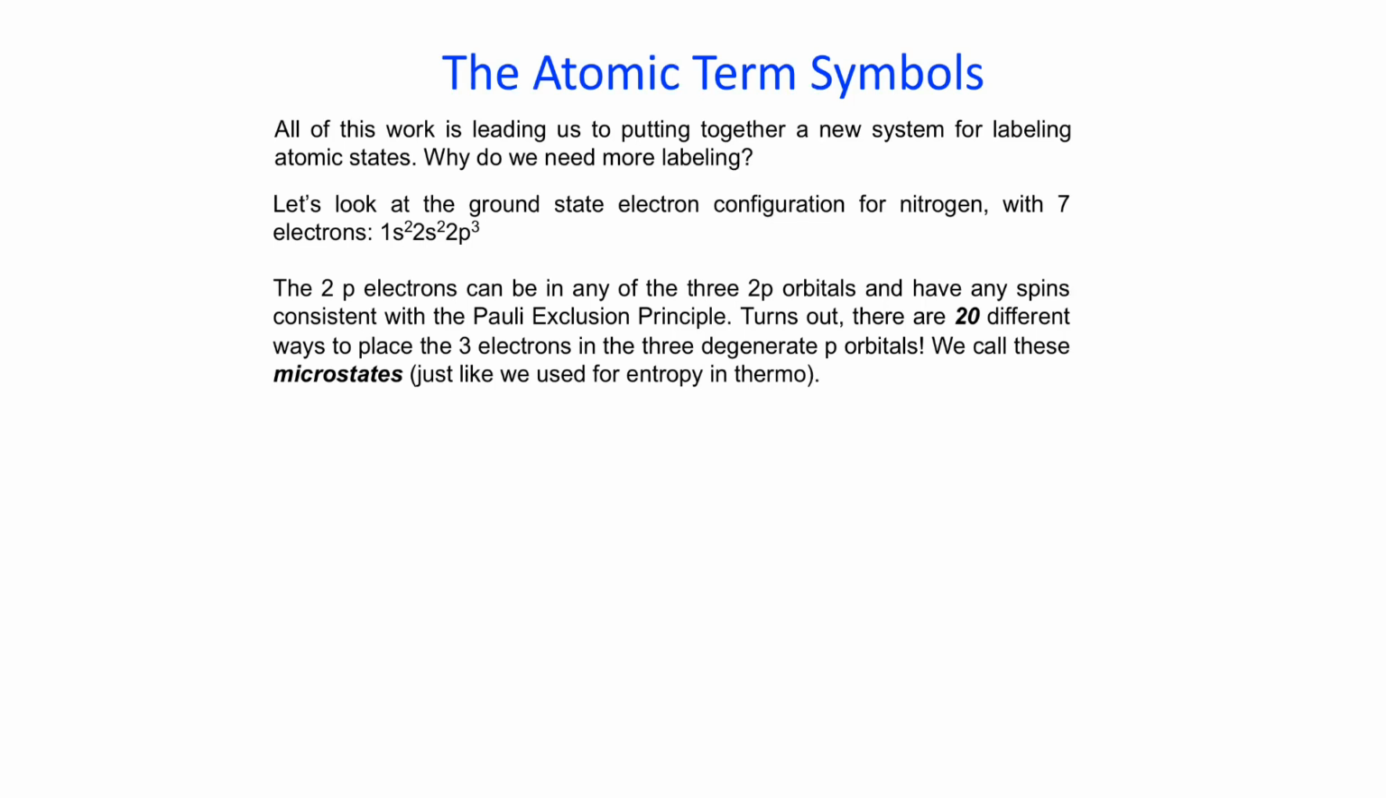Each of those 20 different ways to place your 3 electrons in the 3 degenerate p orbitals is called a microstate. We've seen this term before. This is the same idea that we used when we discussed entropy in our thermodynamics class. It's essentially different ways that you can put your electrons in your orbitals. And they're not necessarily all going to have the same energy, as we will soon find out.